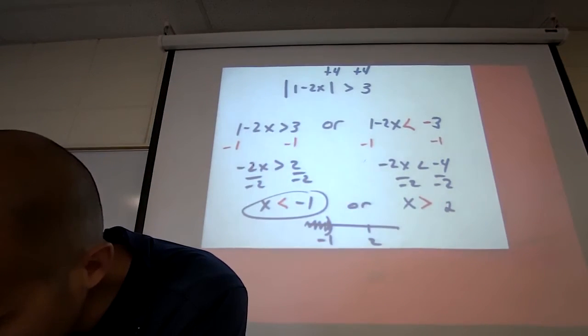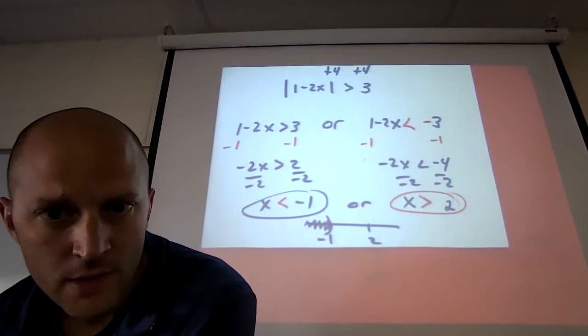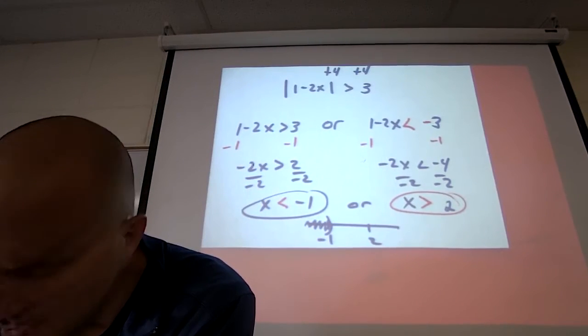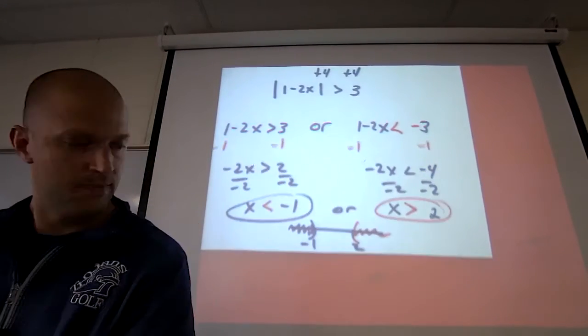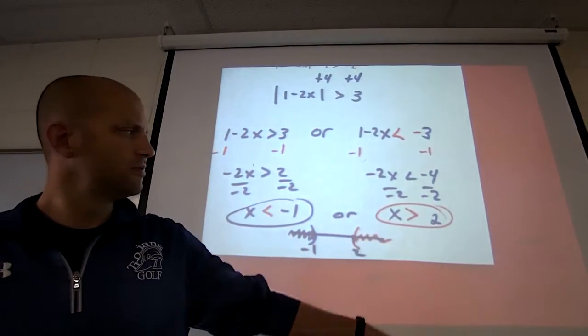And we'll do this one in red. I got x is greater than 2. We got a what? Parentheses to the right. So there's my graph. Okay.